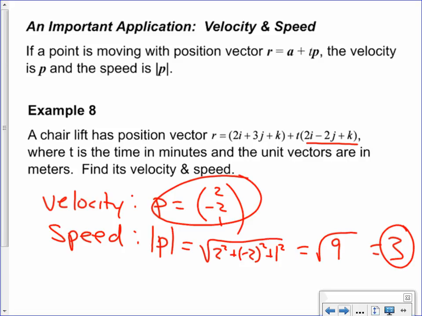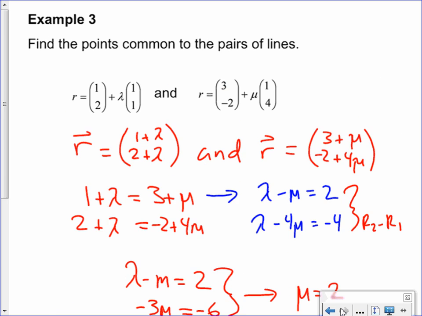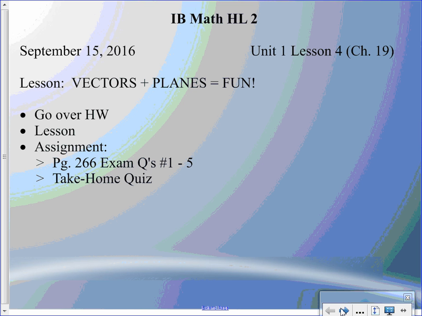The assignment tonight, I think I have the wrong page actually. I'll take a look at it. Yeah, the assignments tonight are the exam questions at the end of the unit, so it's going to contain some of the stuff from before. It's 5 questions. These are all ex-IB exam questions, and so is your homework quiz. I found 6 IB exam questions that pertain to this.